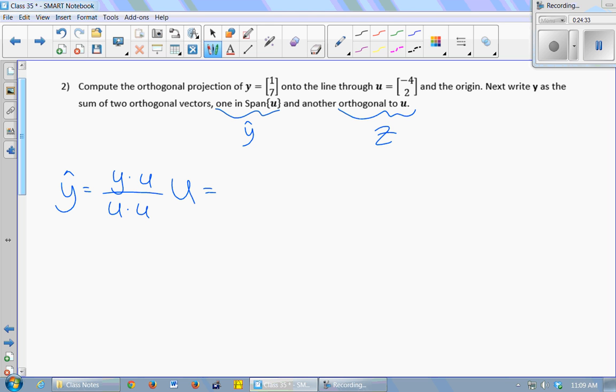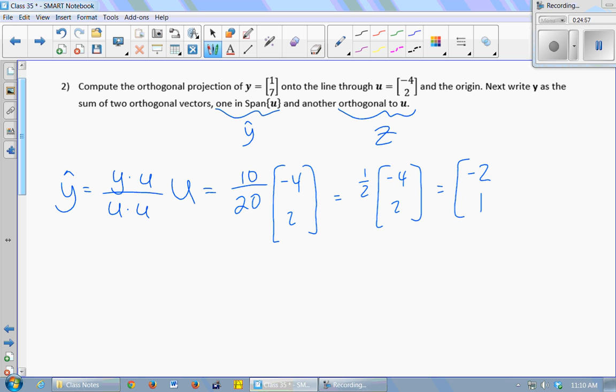Okay, so y dotted with u is -4 plus 14, which is 10. u dotted with itself is 16 plus 4 is 20. And I have to multiply that by the vector u, (-4, 2). So that's a half times (-4, 2), which is (-2, 1). So there's my y hat. So it turns out to be in the second quadrant. Yep.